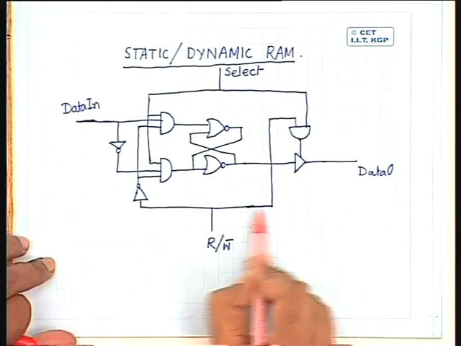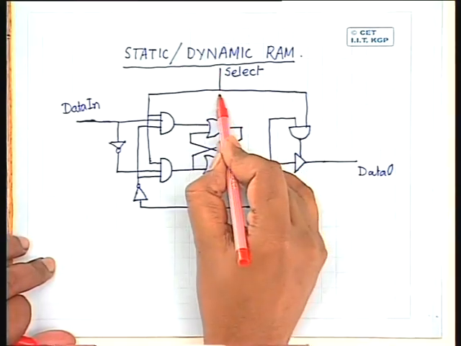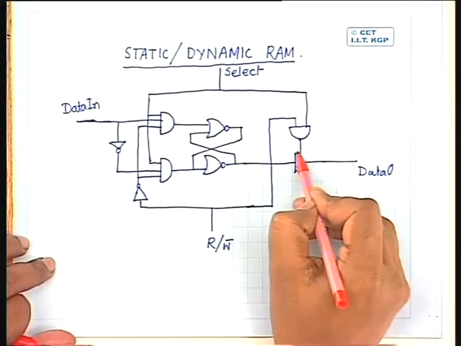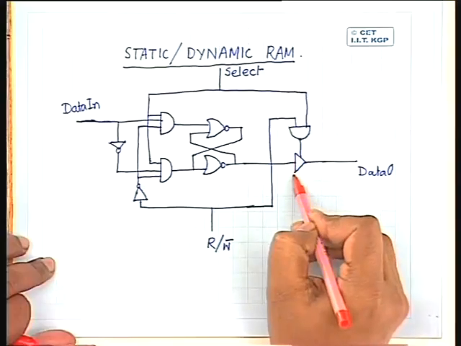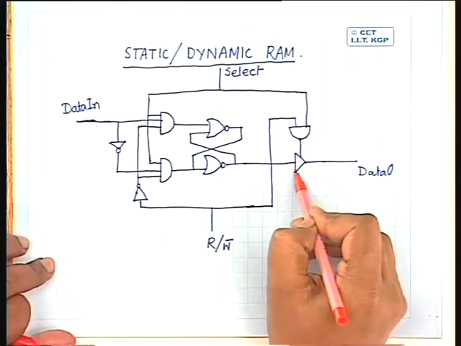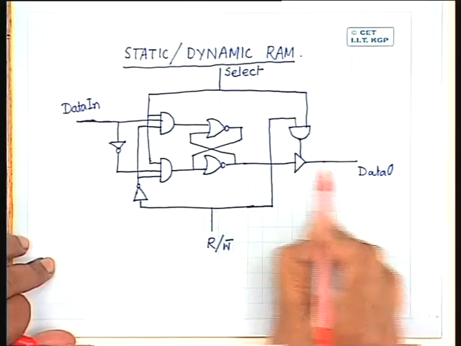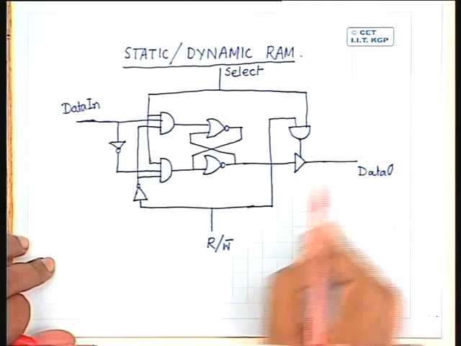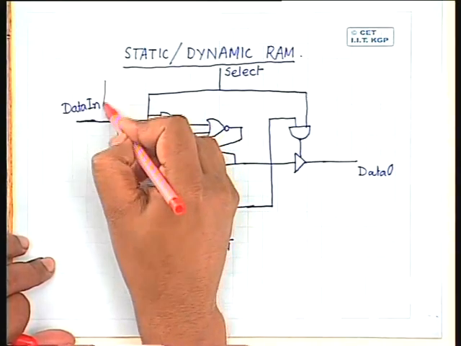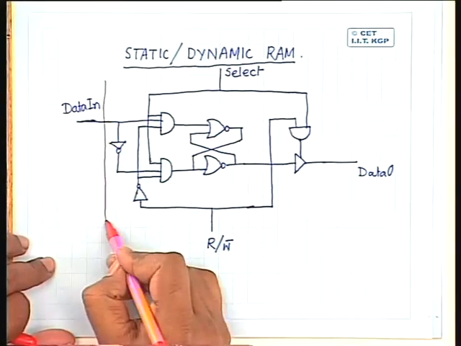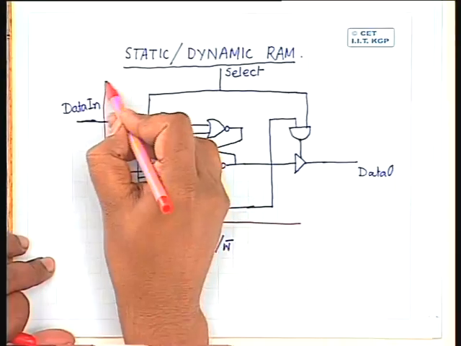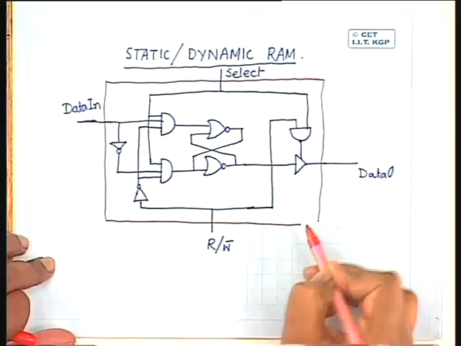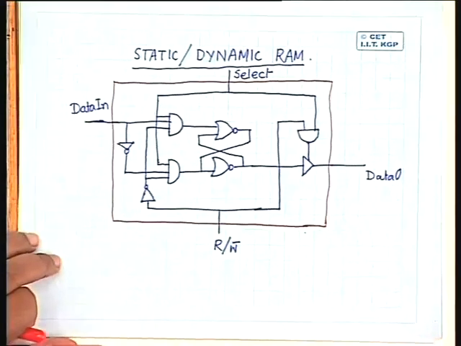So if the read-write bar signal is high and it is selected, in that case this AND gate output will be high. When the AND gate output is high, this activates this particular buffer, and when the buffer is activated, the output from the latch will be available on the data out line. Right? So this whole thing can be represented as a static RAM cell.